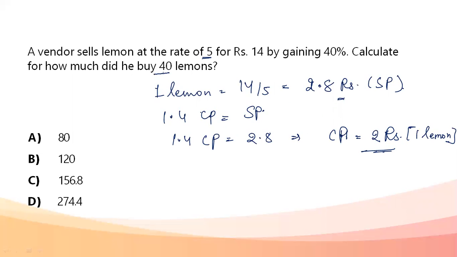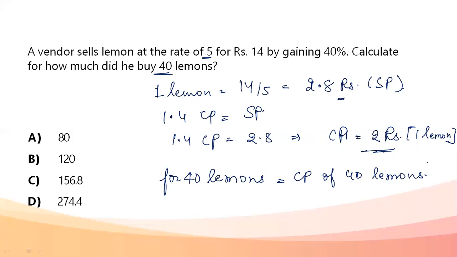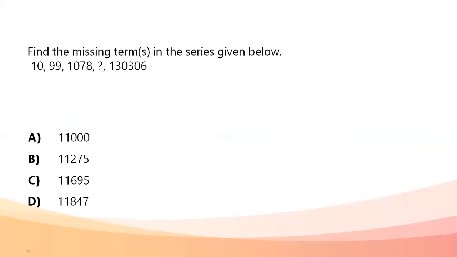Calculate how much did he buy 40 lemons for. I need to find the cost price of those 40 lemons, because when you look at the question, a lot of us were going to make this mistake. We would have done 2.8 into 40 and we would have got some answer. Vendor, how much did that vendor buy those 40 lemons for? That is the question. So this becomes 40 into 2, which is rupees 80. He bought it for rupees 80. My answer is option A.